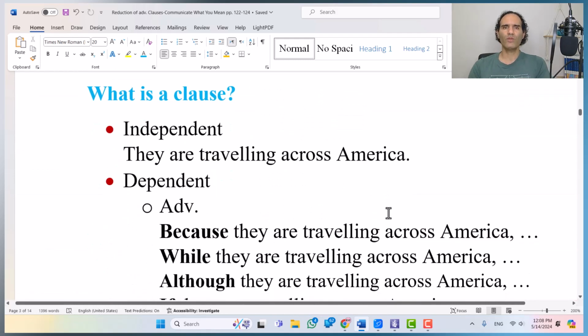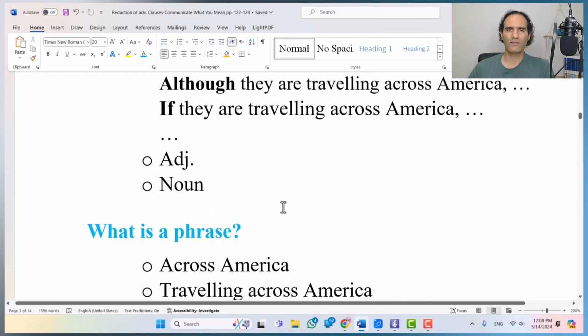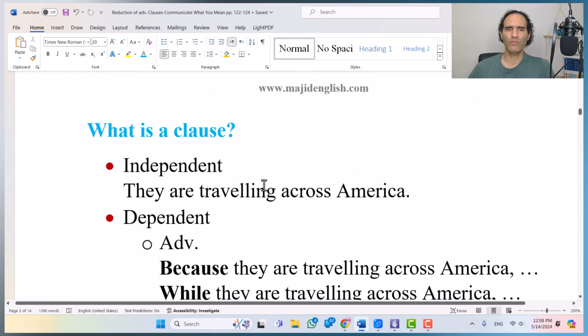And before we start, we need to know two concepts. Number one, clause. Number two, phrase. So I have talked about them before, but it's not a bad idea to recap. What is a clause? A clause has essentials, and the essentials of a clause are the subject and the verb. So if you have the combination of subject and verb, you have a clause. And there could be some other parts of the sentence as well.